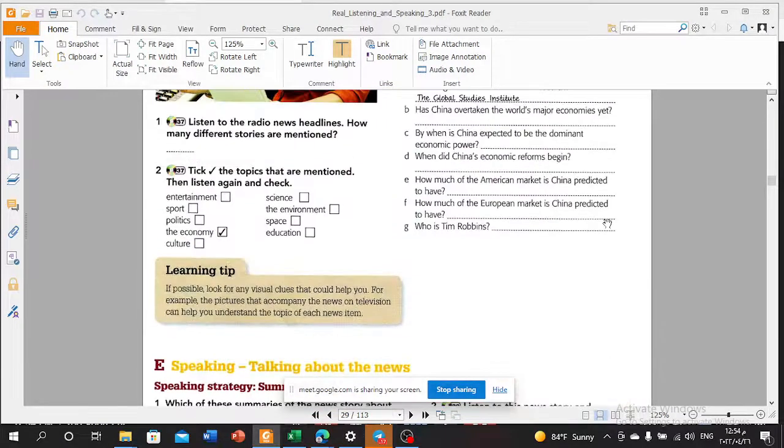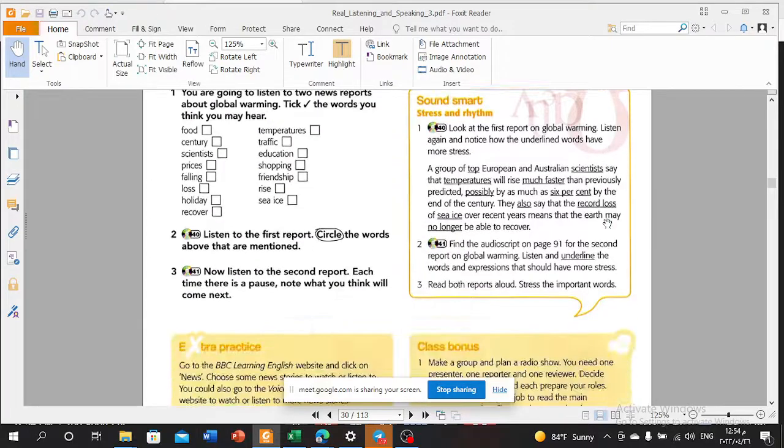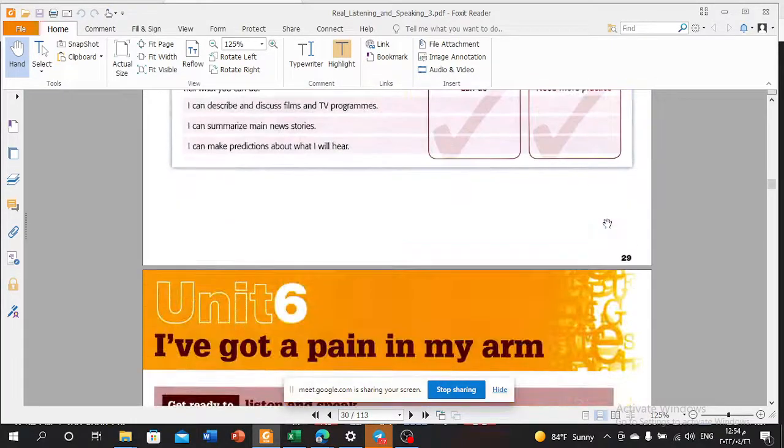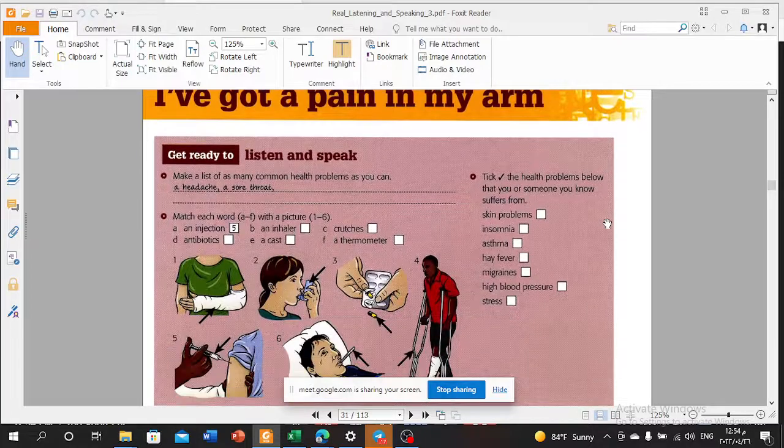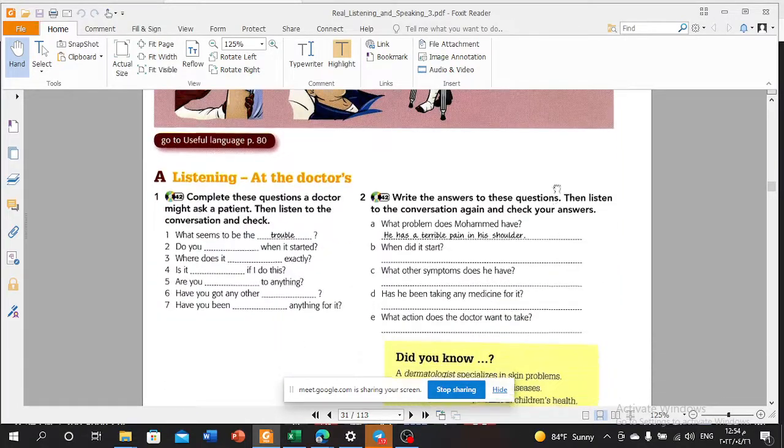Here we have certain pages that we haven't discussed in our lectures. We're going to skip them. Here in Unit 6 we discussed these terms: an injection, antibiotics, and so on. You have to know these expressions. We also have certain health problems here you have to know about.